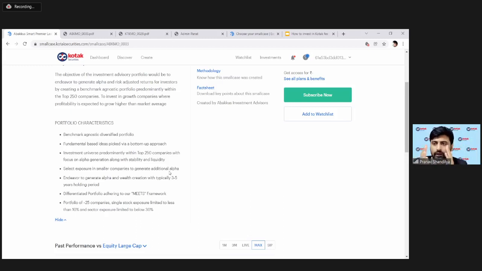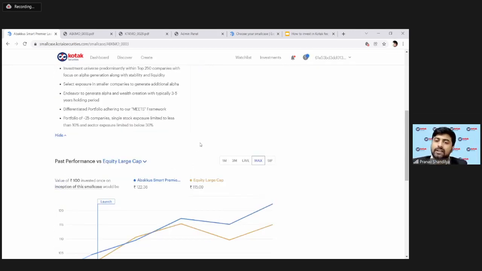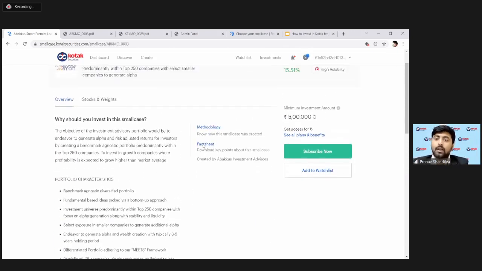So we do not tend to change these particular weightages. These particular weightages will remain constant throughout. Now, you can go ahead and check the max performance also. Before we do that, there is one important thing that you need to know about Abacus Investment Advisors.